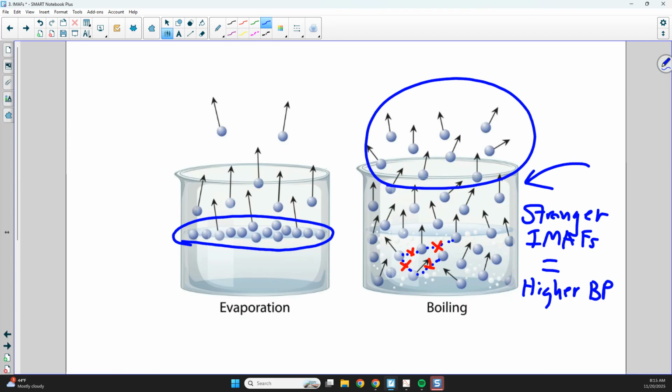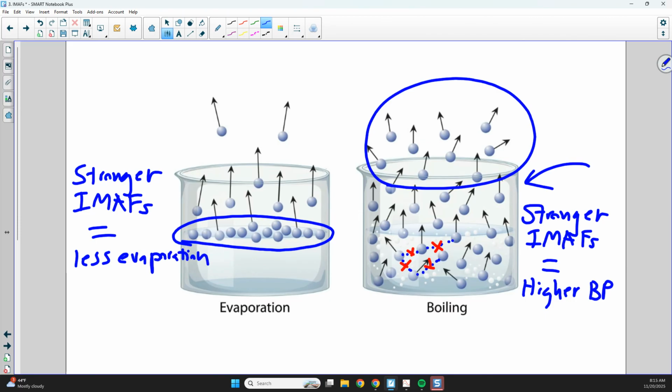And depending upon the strength of the IMAFs, that's going to affect how much evaporation you have, just like with boiling. So, stronger IMAFs equal less evaporation, which is to say it's going to take more energy to get liquids with strong IMAFs to evaporate. And that's kind of the focal point of today's labs.